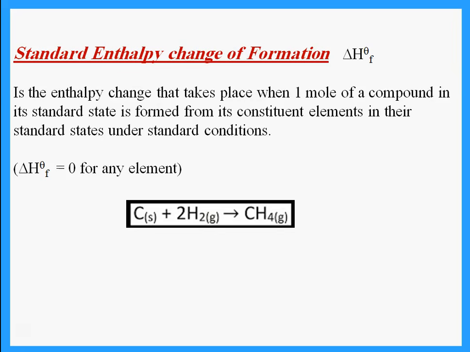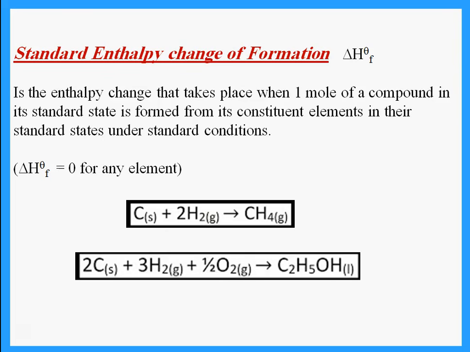So what are the constituent elements of methane? Carbon and hydrogen in their standard state. So I have to start with carbon in its standard state, it's a solid. Hydrogen is a gas. And I'm trying to make 1 mole. So remember that when I balance this equation, it has to give 1 mole of methane. We do not use multiples. So this would be the equation for the standard enthalpy change of formation of methane.